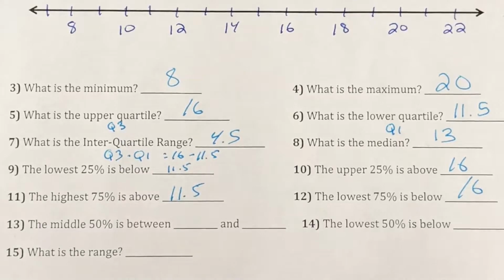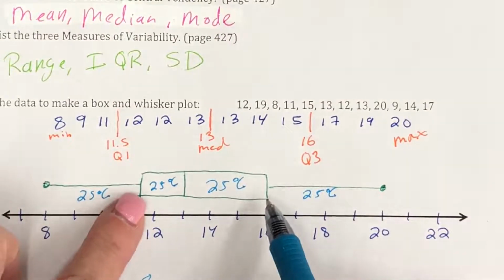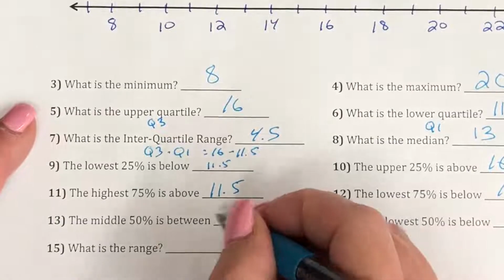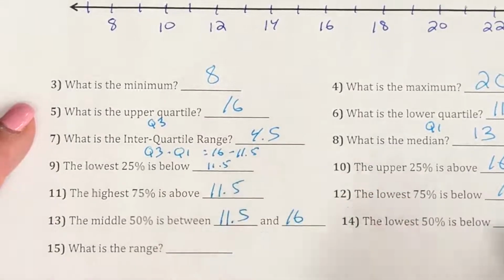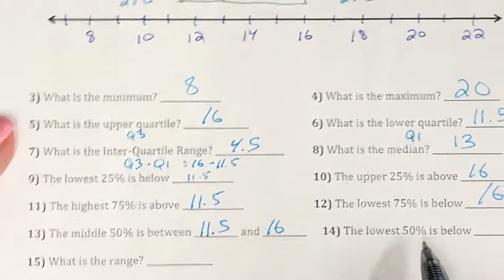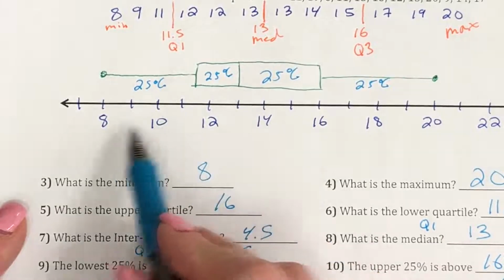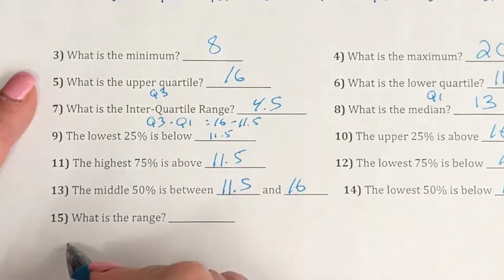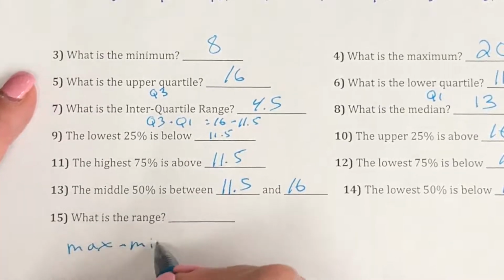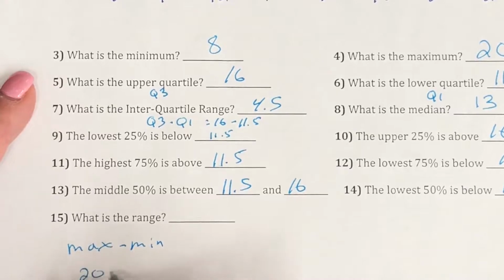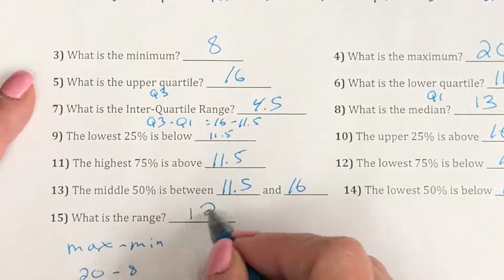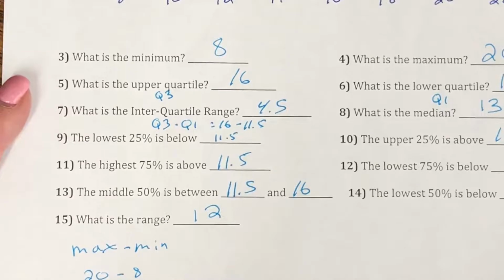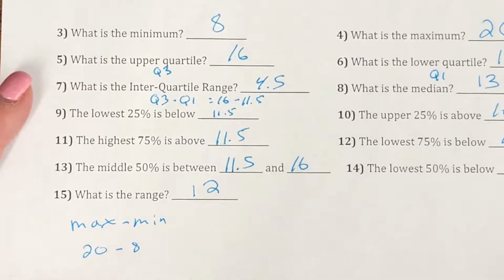Okay, the middle 50% is between 11.5 and 16. The lowest 50% is below 13. And the range is our max minus our min. So that's going to be 20 minus 8, which is going to give us 12. Okay, we're going to go ahead now and go to the next page.